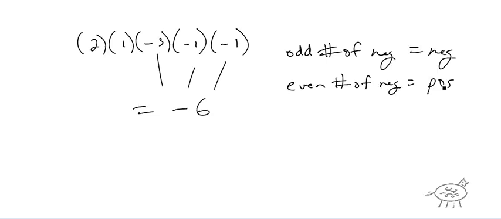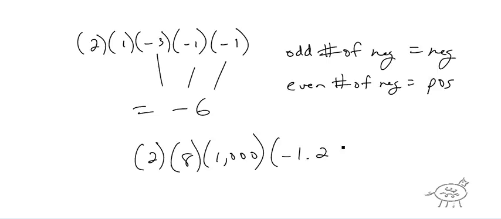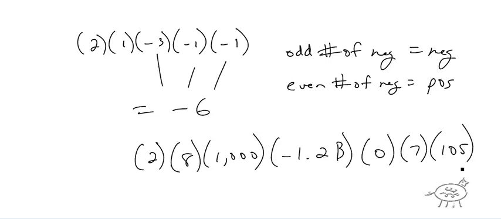And this is kind of an old, little silly thing. You probably played it when you were a little kid with your brother. Think you're so smart. If I said 2 times 8 times 1,000 times negative 1.2 billion times 0 times 7 times 105, and your brother's like, oh man, that's really complicated. And you're like, nah, the answer is 0. And then you sound super smart, because as soon as you have a 0 in there, the whole thing goes to 0. All right, pretty easy.